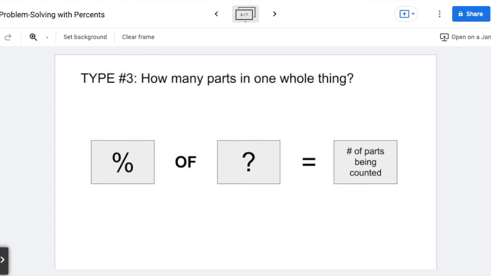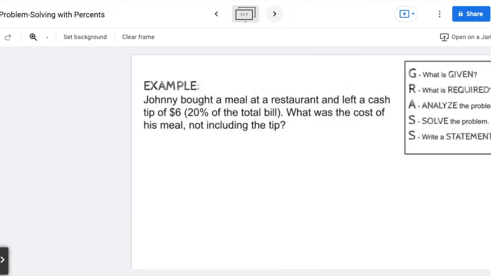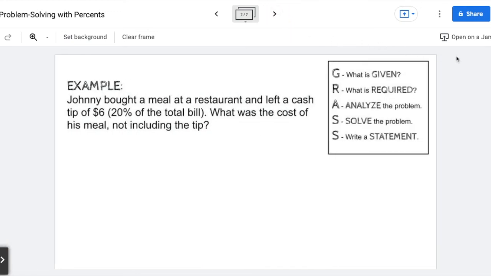And I'll be honest with you, this is the most challenging type of word problem that you're going to see in grade 7 because you haven't done a lot of work with algebra yet. But let's look at an example. We should be able to use some mental math and some just good old logic to help us solve this, even without using algebra. So in this question, Johnny bought a meal at a restaurant and left a cash tip of $6, which was 20% of the total bill. What was the cost of his meal, not including the tip?